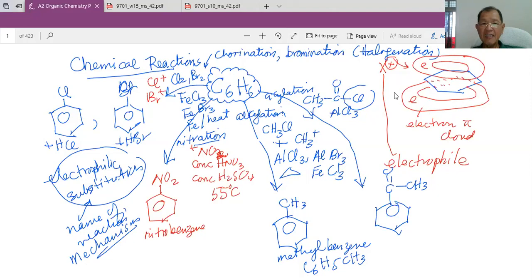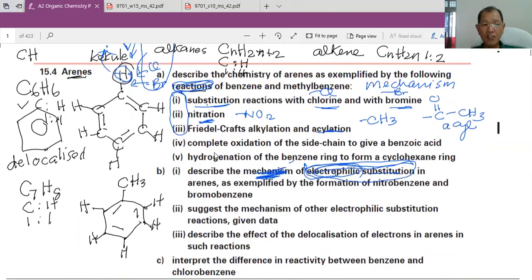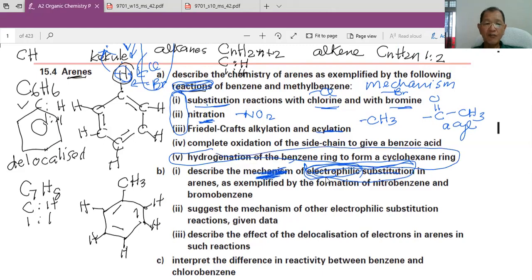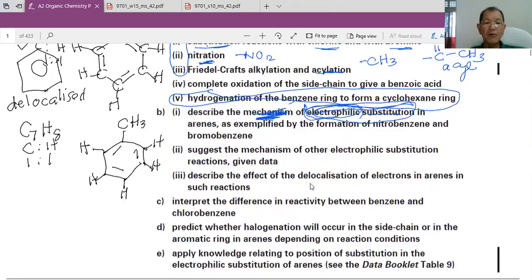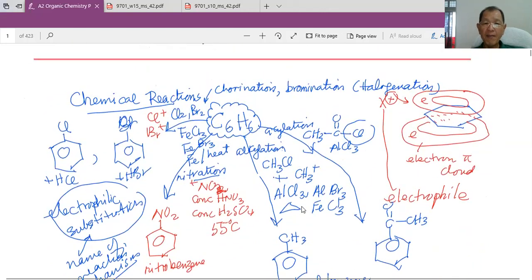Now here you look at it. Here they ask you for one more reaction. For benzene, we have this thing called hydrogenation of benzene ring. We want to talk about oxidation first. Here the last one is hydrogenation of benzene ring to form cyclohexane ring. The last one we're going to complete here. So I'm going to put hydrogen inside here. All right. Now remember all this.